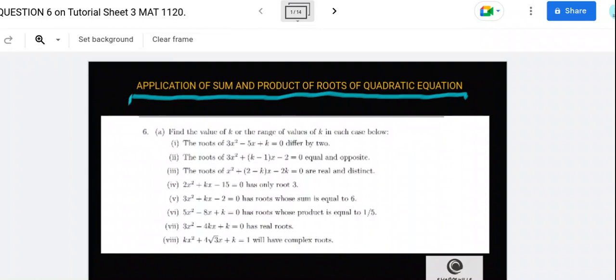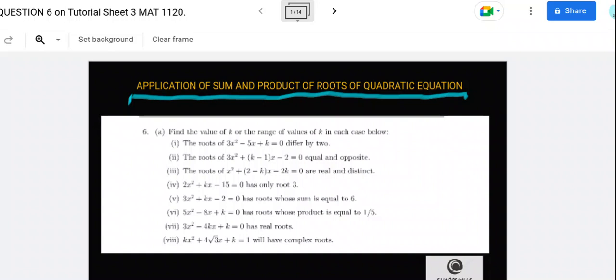Okay, so the first case we have the roots of 3x squared minus 5x plus k is equal to 0, and we are told that they differ by 2. The second one, we are told the roots of 3x squared plus kx minus 1 minus x minus 2 is equal to 0 are equal and opposite. Then we are told where the roots are real and distinct, which has only root 3, and we are told has roots whose sum is equal to 6, and has roots whose product is equal to 1 over 5, has real roots.